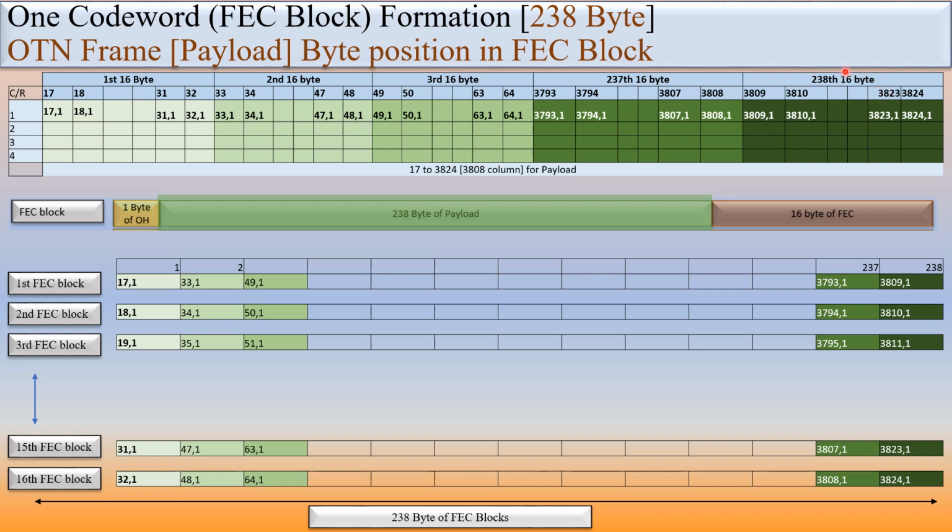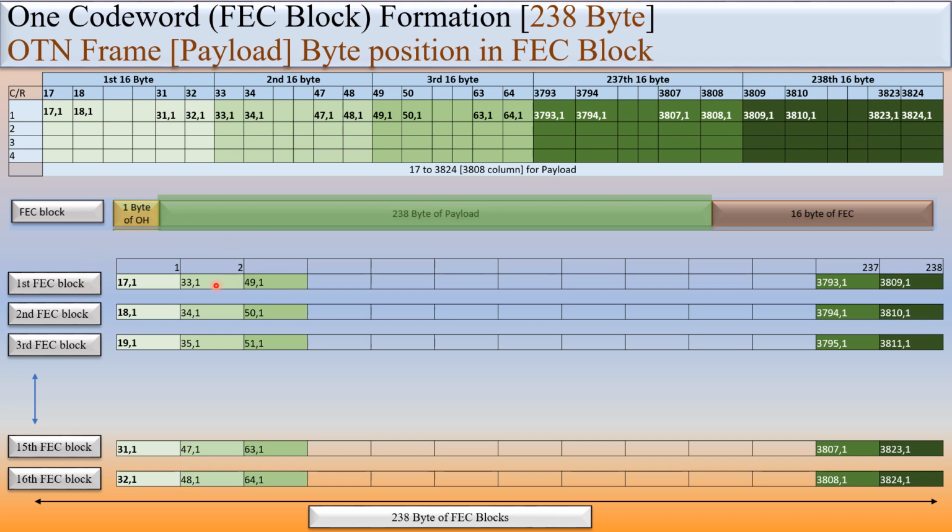In the same way, the last group of 16 byte is placed, you can see here, in the last byte of FEC blocks. So this is like byte is selected from this payload area and create the FEC block. You can notice one point here, that in first FEC block, the 238 byte is not taken continuously. It is just broken into some blocks.